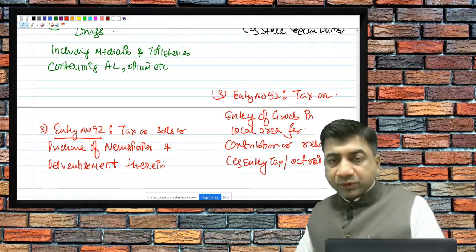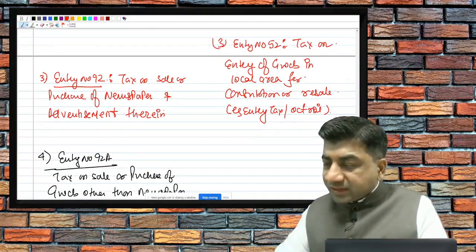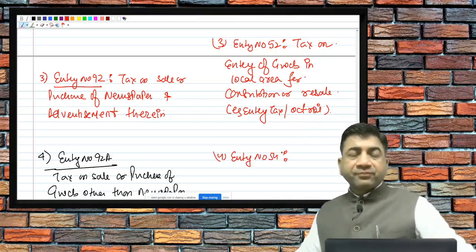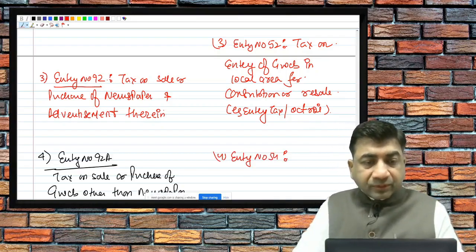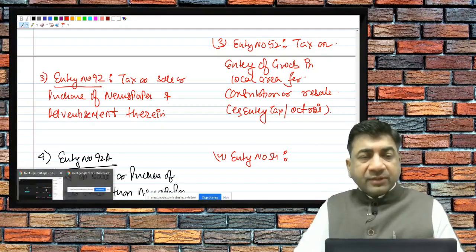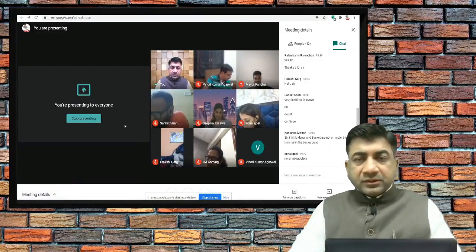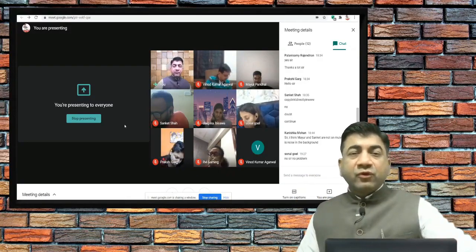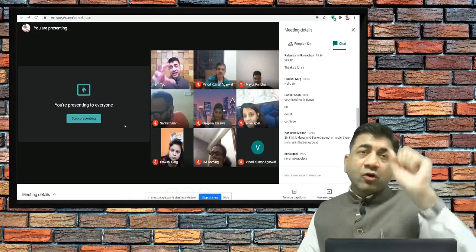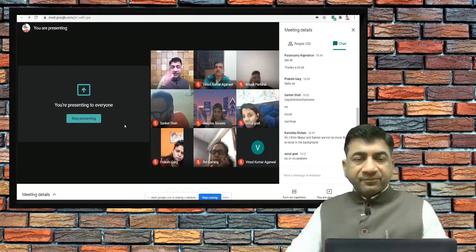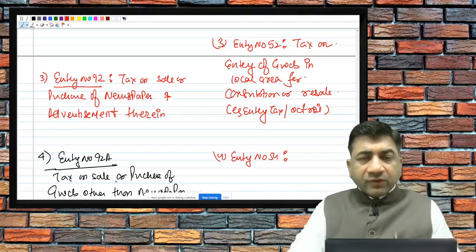Now let's come to the next entry which was levied by the state government, entry number 54. Anybody has an idea what was entry number 54? No. Entry number 54 authorized the state government to levy VAT in the state. That was the entry of VAT. I'm going to tell you later on whether it has been removed or not.